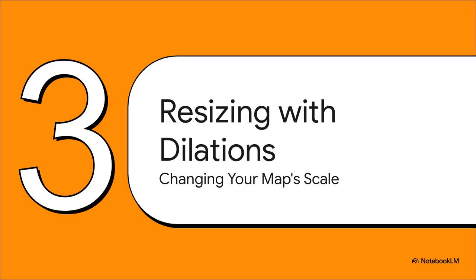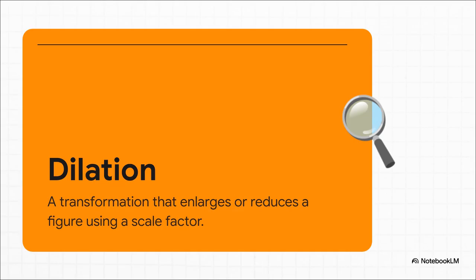What's next? Well, now we start actually moving and changing shapes on our map. First up, making a shape bigger or smaller without messing up its form. This is called a dilation. And yeah, it's a bit of a fancy math word, but all it means is resizing something. You actually do this all the time. When you pinch to zoom on a photo on your phone, that's a dilation. You're using a scale factor to change the size.